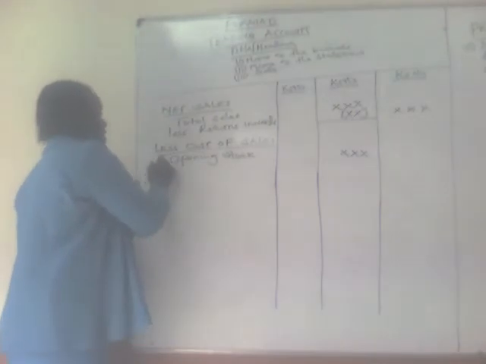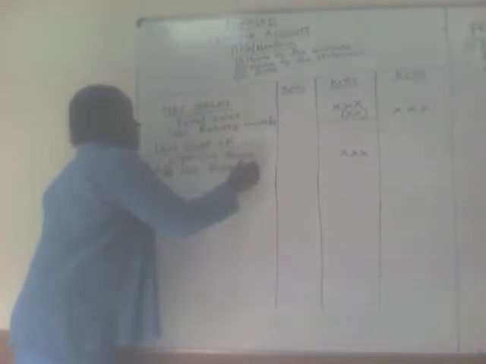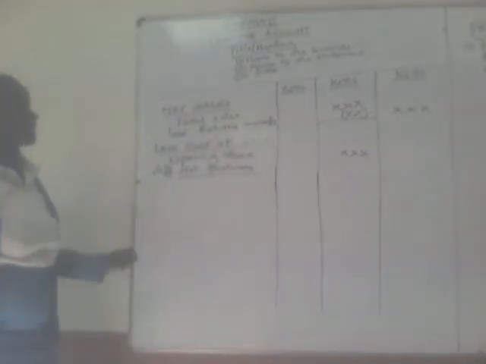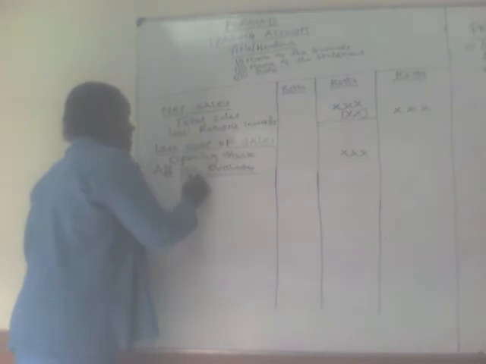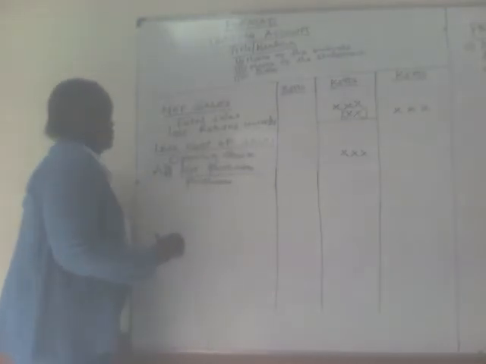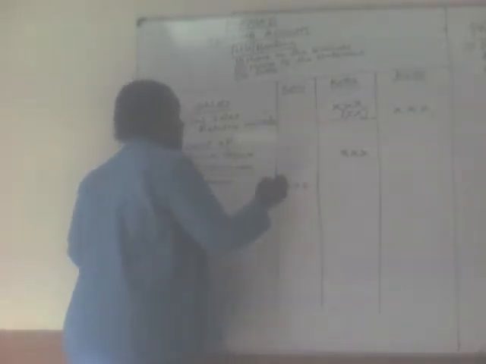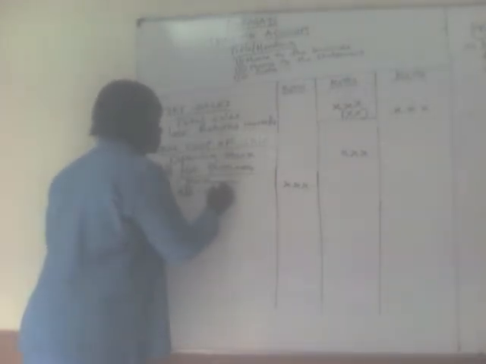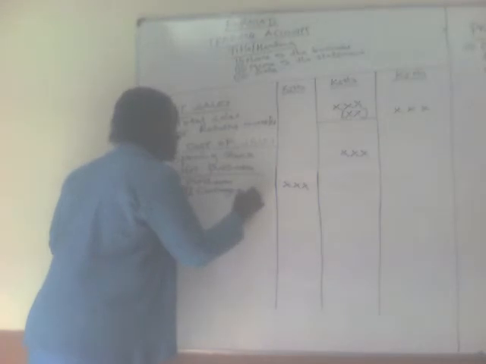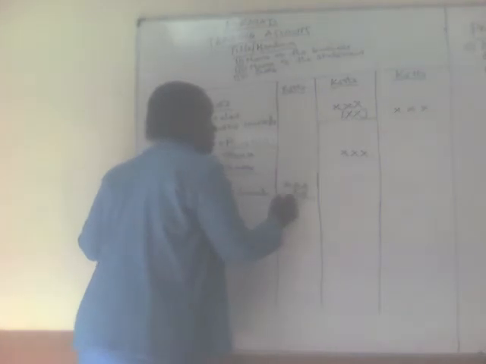Then we say we add net purchases. How do we get the net purchases? We say to get the net purchases, it is the purchases, the amount which you have bought from the market. We write it in the first column. Then we add carriage inwards so that we get the total purchases.